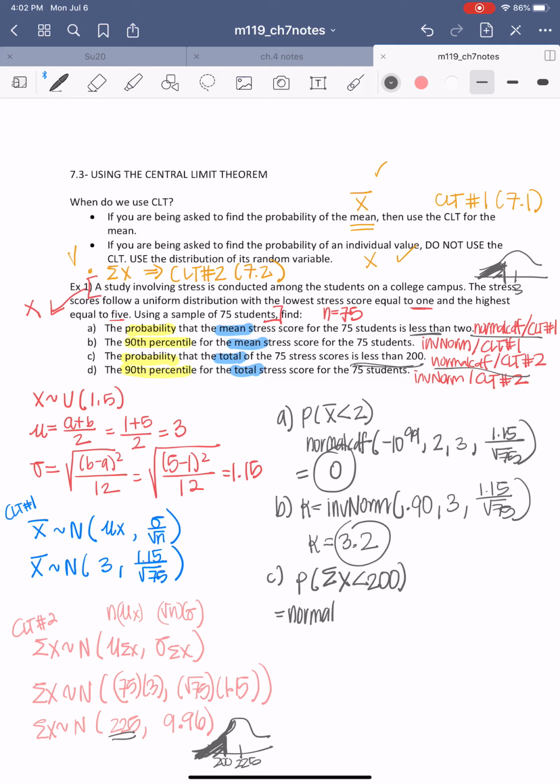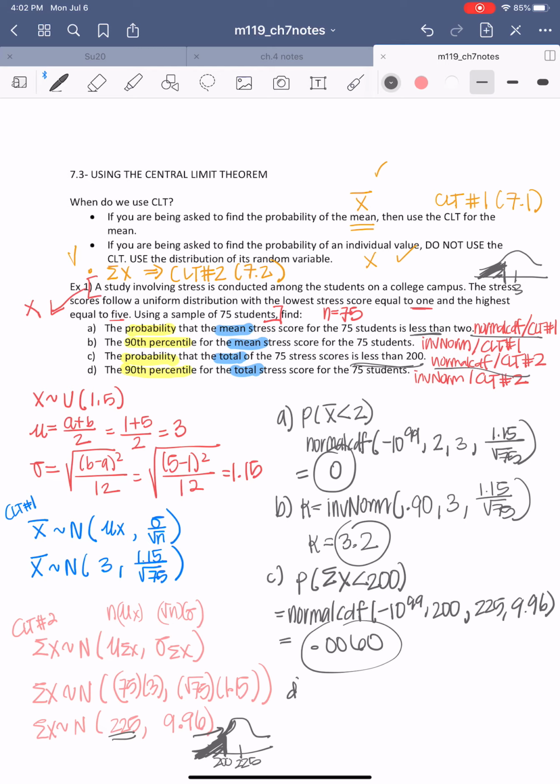Normal CDF, lower bound: I have negative infinity, negative 10 to the 99, all the way up to 200. My mean and standard deviation are now for CLT number 2, so I'll be using these two numbers because we are dealing with the sum, right? 225 and 9.96. I have my final answer using a calculator, 0.0060.